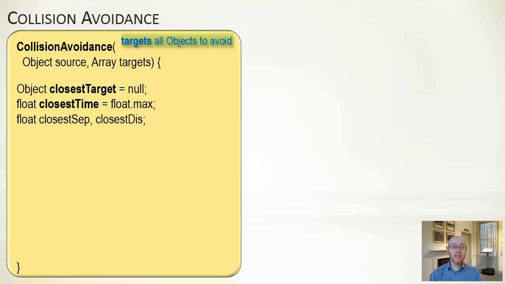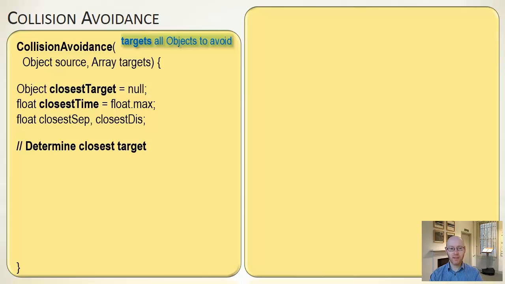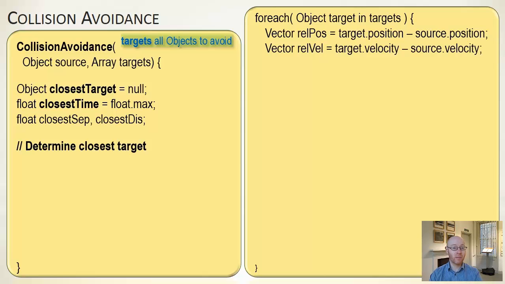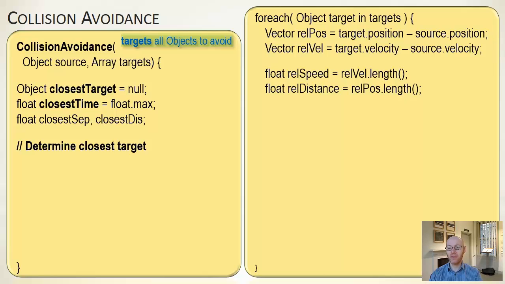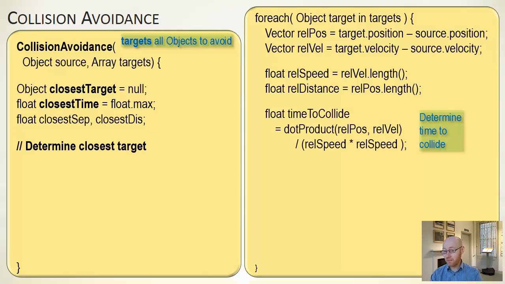Determine the closest target then. So this is the bit that will work out which of these target objects I am likely, if any of them, to hit in the near future. So go through each object. We work out its relative position and its relative velocity, so it assumes we have position and velocity vectors available within our objects. We're working out the relative speed and also the relative distance, so simply taking the length of the two vectors in terms of the velocity and the positions. We're then carrying out the actual equation to work out the time to collide, and this is where we use our dot product. I'm taking the dot product of those two relative vectors and dividing that by the magnitude of the velocity, which is the speed, squared.